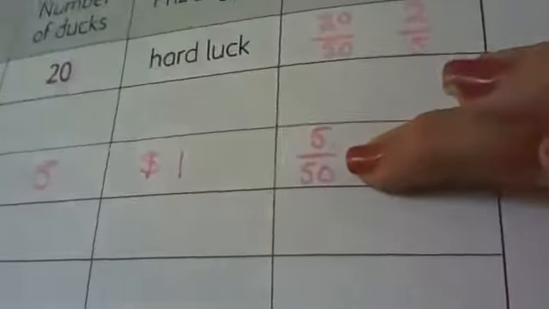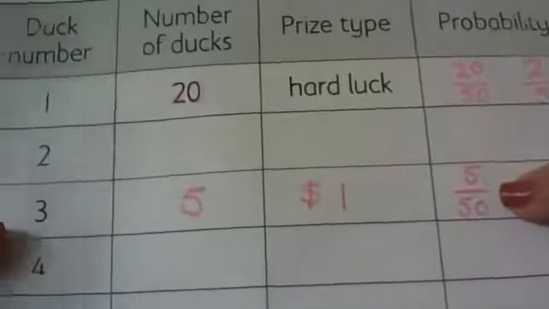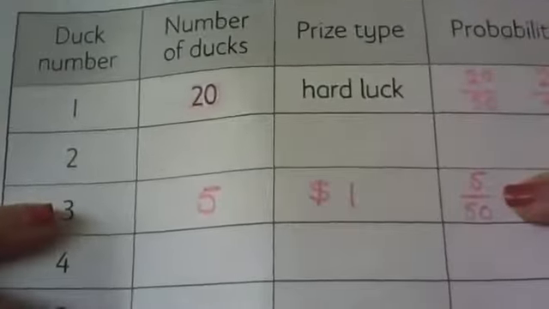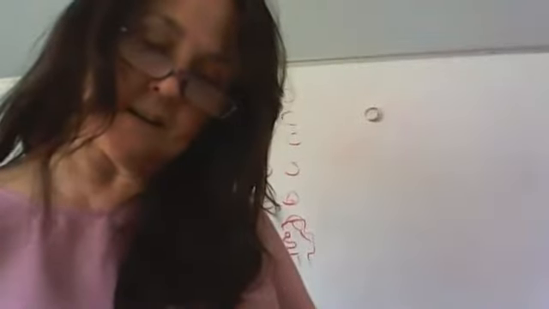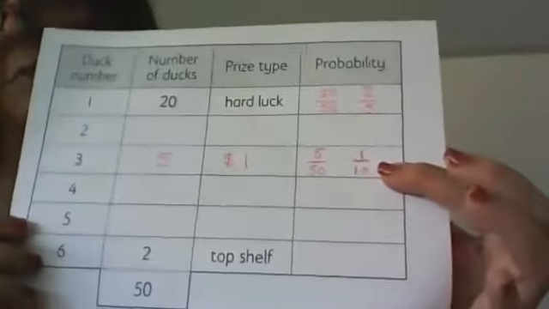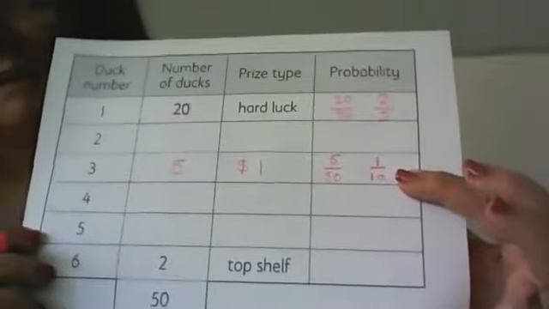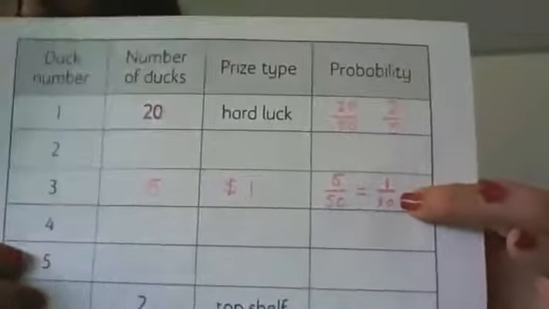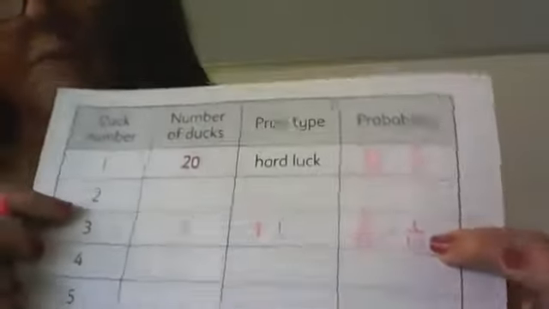Out of 50 ducks, 5 have got a number 3, so they've got 5/50ths of a chance of getting a number 3. Right, 5/50ths. Or we wouldn't really leave it like that, would we? We'd change it down to write 1/10. Let's write 1/10. Okay, so 1/10 of a chance. In fact, you could even put an equals in there because we know those are equivalent fractions. So they have 1/10 of a chance of getting a number 3.